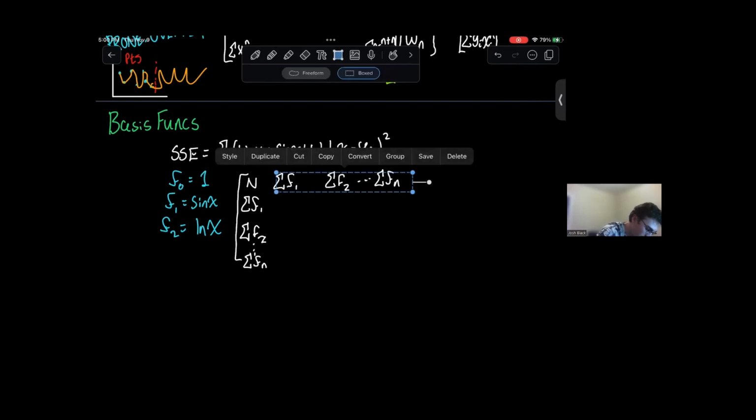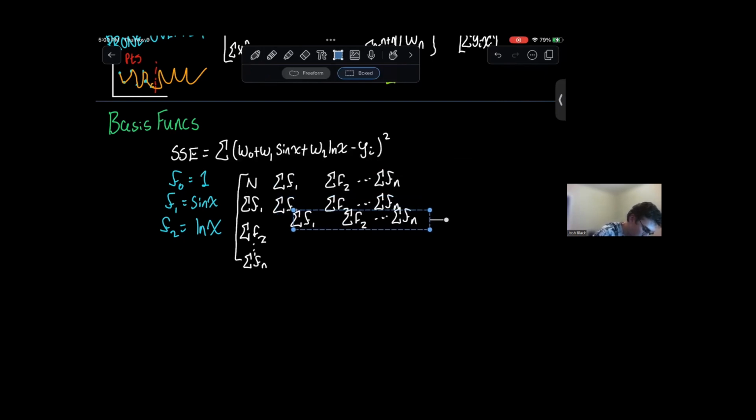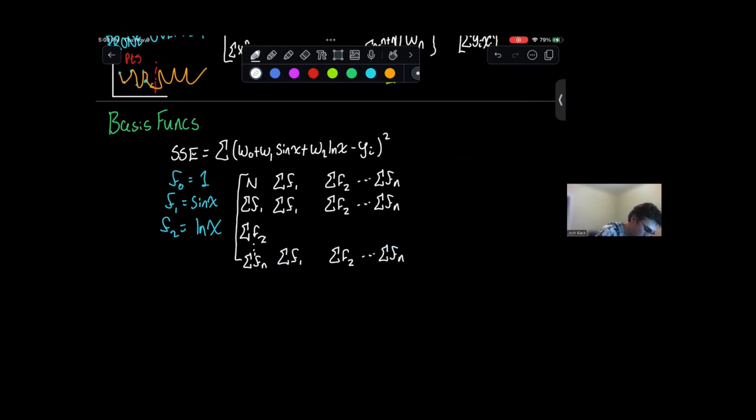Now, let's duplicate all the way down to the end. And let's see what we end up getting. We get the first one, sum of F1, sum of F1 squared. Then we get the sum of F2 multiplied by F1, sum of Fn multiplied by F1. We go to the very end, the very last row, repeating sum of F1 times the sum of Fn, sum of F2 times the sum of Fn, sum of Fn squared.